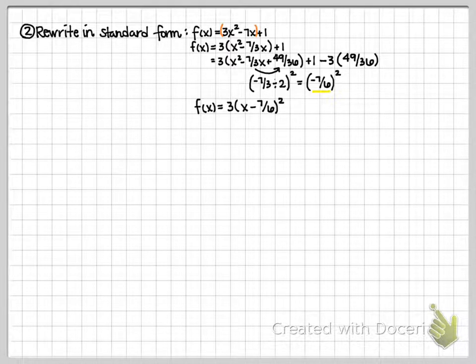Squared, let's bring down what we got, plus 1, and then I'm going to go ahead and distribute that, and the 36 and the 3 are going to simplify down to 12. And then the last thing is just to combine like terms. So if I get a denominator of 12, it's going to be 12 twelfths minus 49 twelfths, so it's going to be negative 37 twelfths. And I'm done.